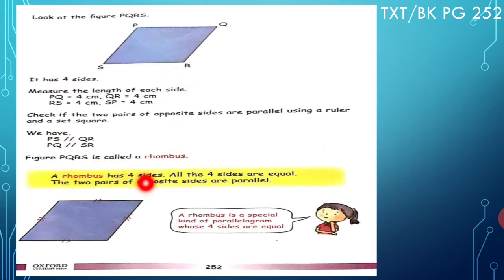A rhombus has four sides. All the sides are equal. The two pairs of opposite sides are parallel. You can see PS is parallel to QR and PQ is parallel to SR. A rhombus is a special kind of parallelogram whose four sides are equal.